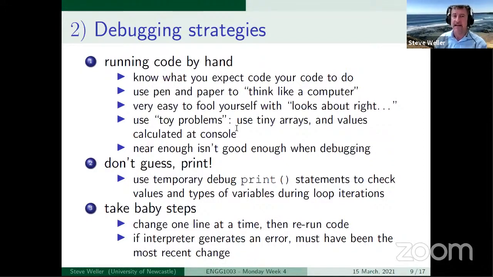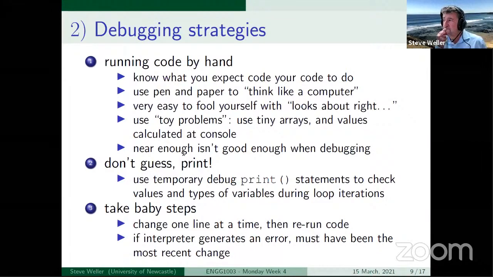And I guess the take-home message for me in this first dot point is that near enough isn't good enough when you're debugging. The computer's going to do exactly what you tell it to do. If it does something unexpected, and the computer's done what you've told it to do, and the result isn't correct, there's only one logical conclusion, and that is you didn't tell it to do what you wanted it to do. You gave it some other instruction. The computer followed that other instruction.